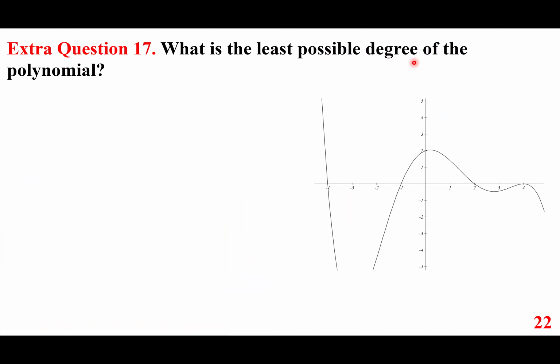What is the least possible degree of the polynomial? 1, 2, 3, 4 terms, so must be 5. There are 4 turning points for extrema. This is a local min, local max, local min, local max. They are all local. This one, because there is no other point having a smaller y coordinate, is also considered an absolute max.